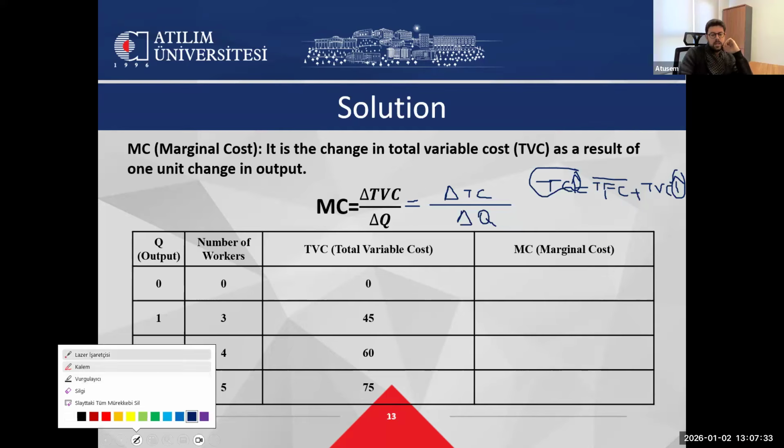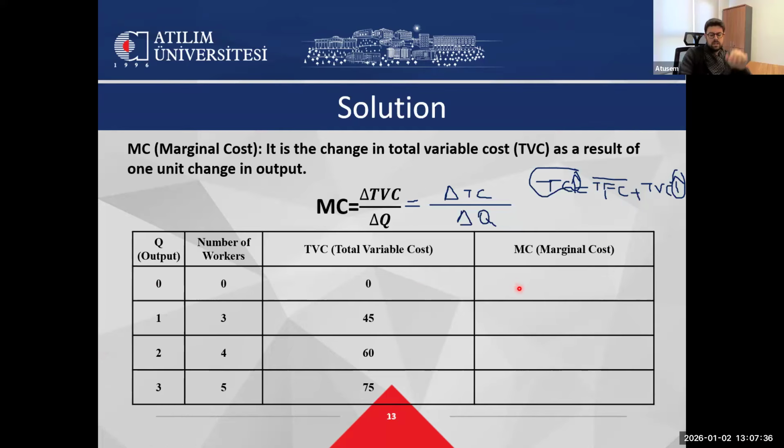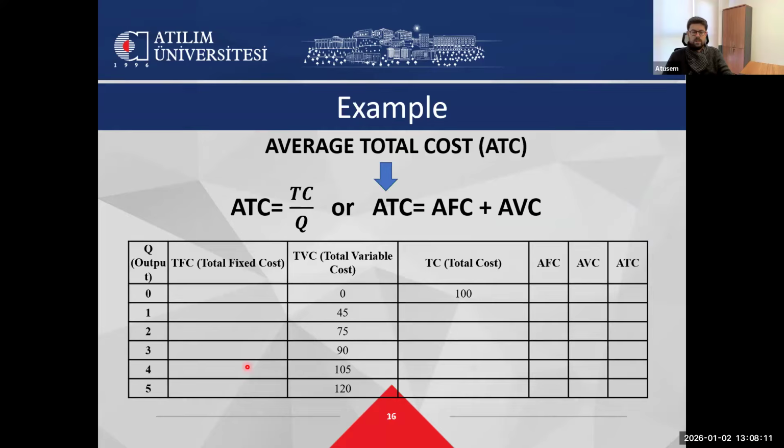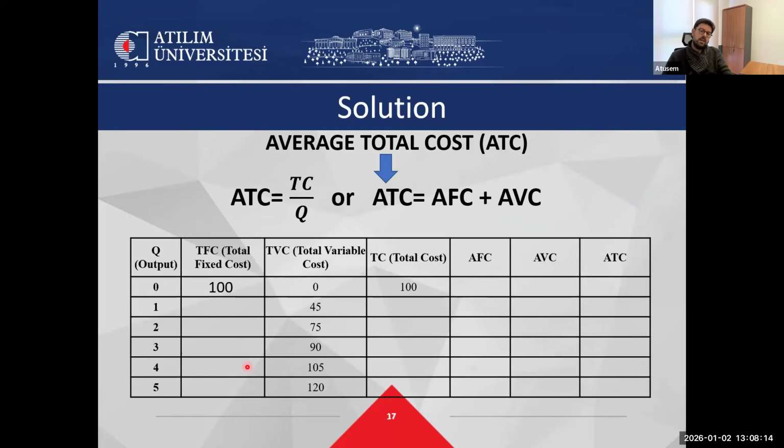Okay, let's look at that part. At zero level, there is no marginal cost. Marginal means additional. That's why no. Let's look at that part. Change in total variable cost 45, output 1, so 45. Then look at that part, 15 to 1 and 15 to 1. Okay. Really easy, so I skip that part. Also skip that part, but please try to do it yourself.